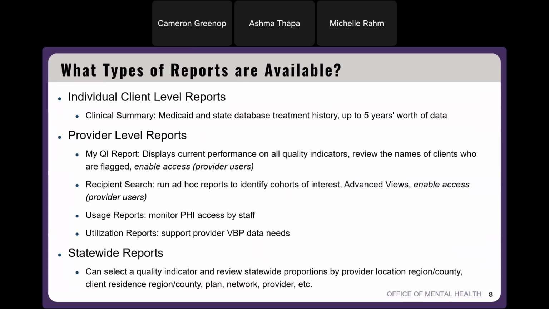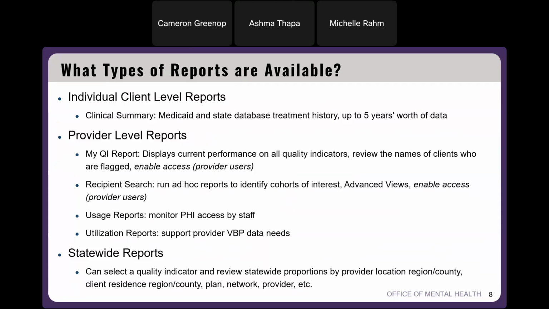So when you go to the usage tab in PSYCKES, you can see which team member from your facility has viewed a client's clinical summary or has enabled access. Next, we have our utilization reports, and this is to support providers that have value-based payment data needs. And lastly, we have our statewide reports, and this is quite similar to my QI report.